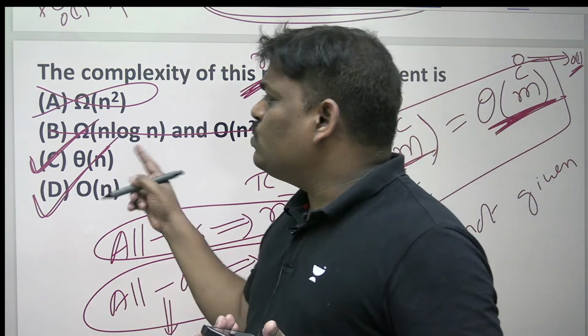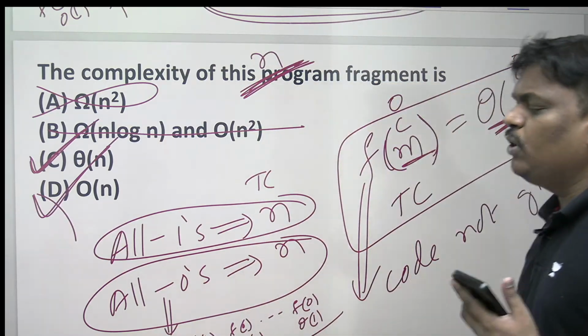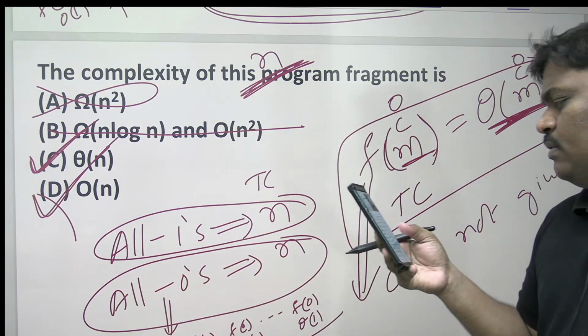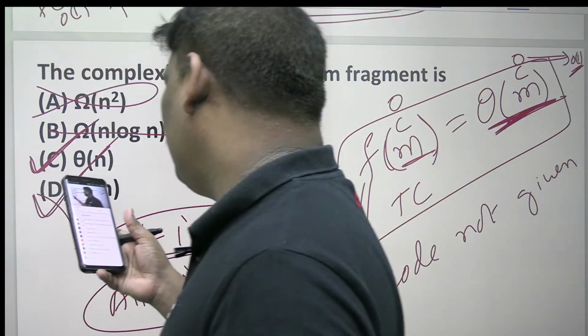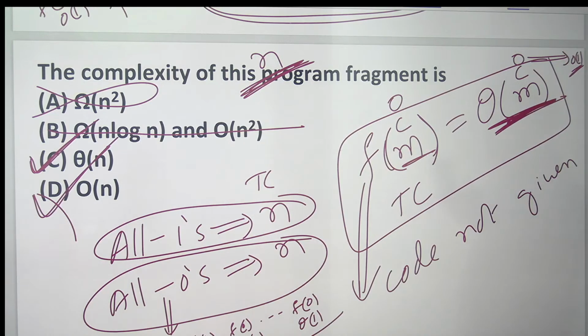So if you want to select only one option, select only C, because theta contains big O also. Answer is going to be option C. Not option A, option C. Actually, it's MCQ, C. Sorry, MCQ, C, not MSQ.